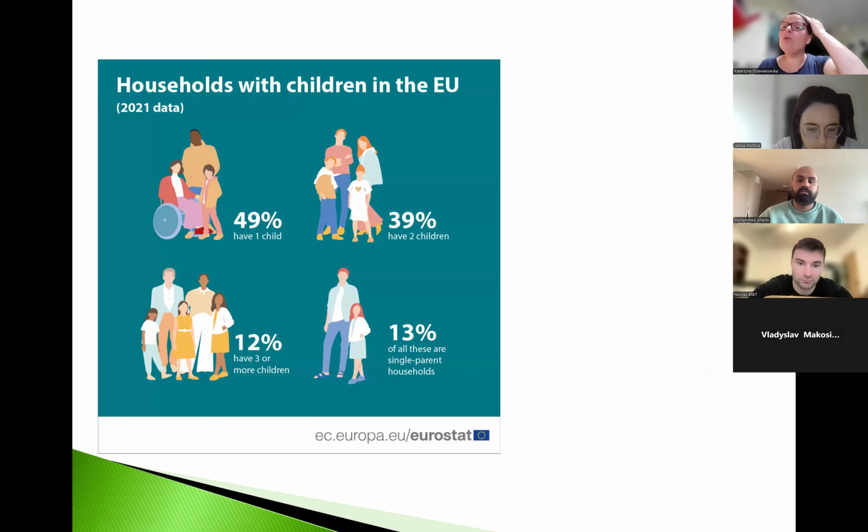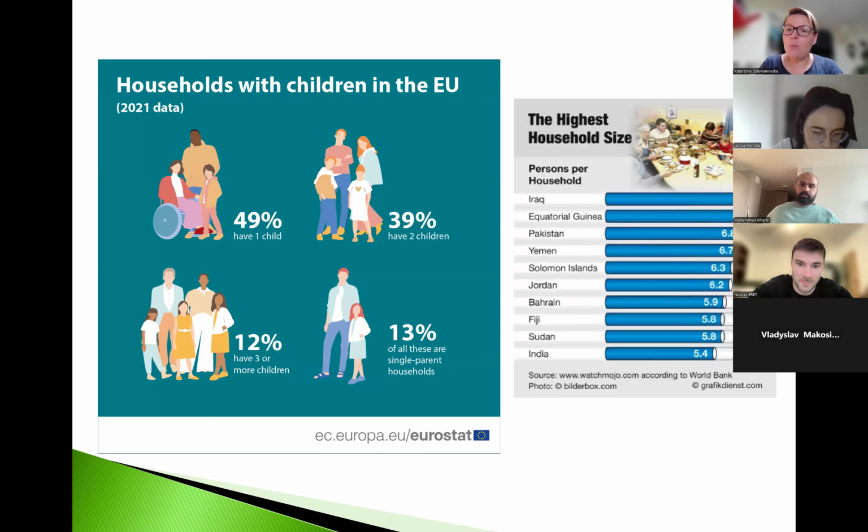Another thing that is good to look at, especially when we offer, and as I said, we're focusing on B2B markets here, but also it is good to look at the household size. And by household size, I understand what is like a typical family. As you can see in the European Union, about 50% of households have one child, 40% have two children, only 12% have 3 and more, and 13% of all of those are single parents household. When you compare that, there is a difference between, you know, like countries, cultures, and so on.